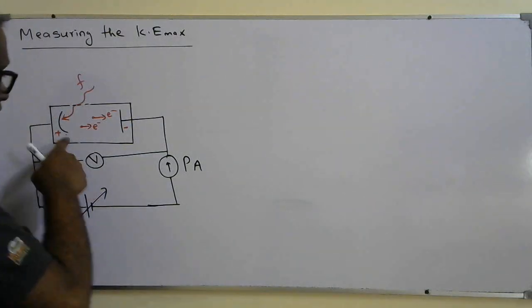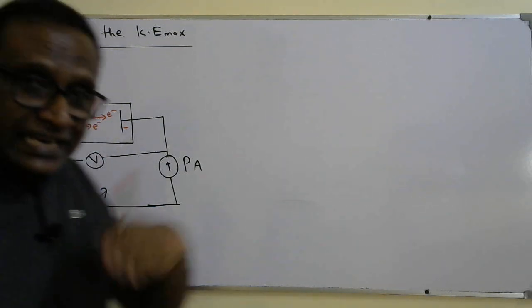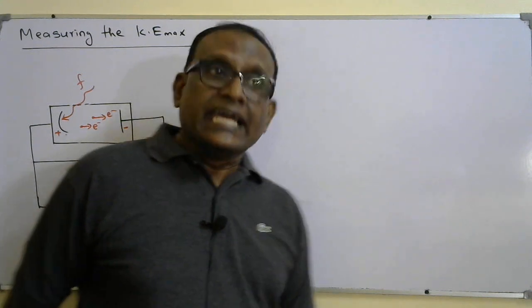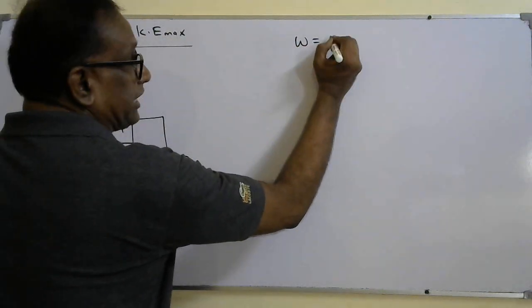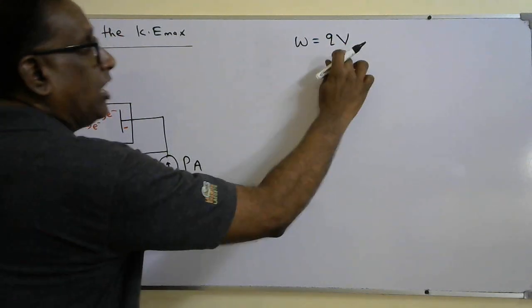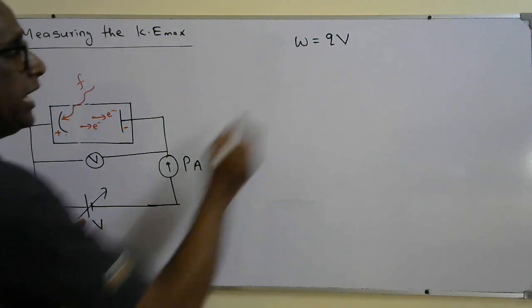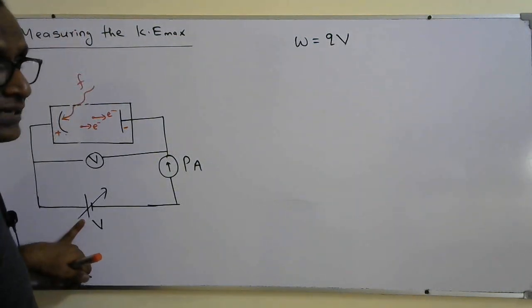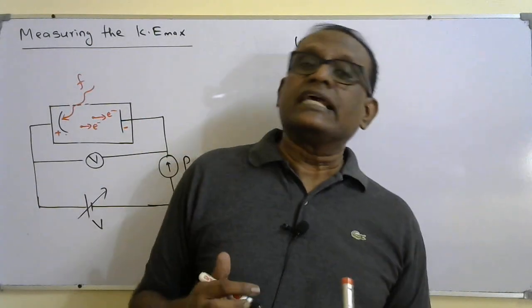Here, when the electrons move from here to here, loss in kinetic energy is equal to gain in electrical potential energy. Electrical potential energy is given by W equals QV. Q is the charge of the electron, and V is the potential we are applying externally by using this power supply. So when the electrons are moving, they experience opposing force, and they lose their kinetic energy.